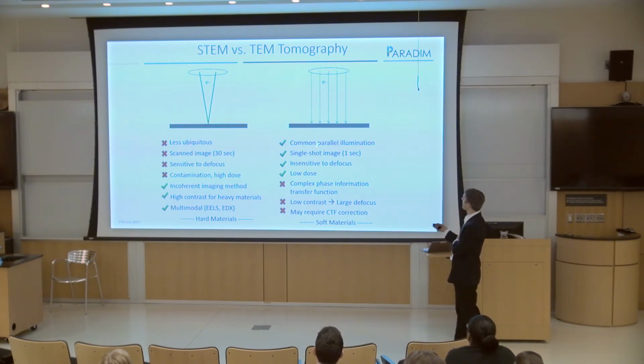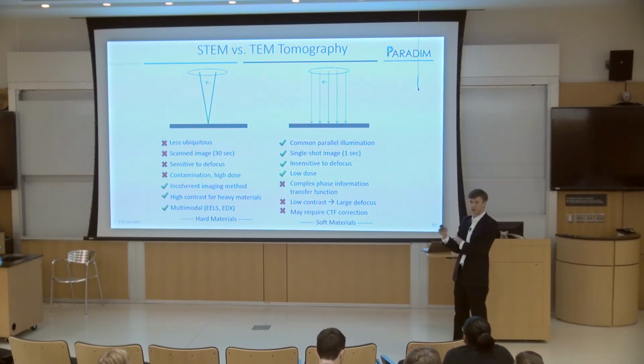So for parallel beam, it's more common, I would say. It's single shot imaging, so it's 1 second per image. Relatively insensitive to defocus because you have to defocus to get contrast. And it can be extremely low dose. But the problem is you get this complex phase information transfer function. So in some cases, especially with crystals, it's not useful at all. You no longer are working with the projection requirement. For low contrast things, you have to use a large defocus, which is not great, but at least you can see it. And you may require what's called CTF correction, because as you tilt it, things at different focus will have different CTFs, and that's a problem.